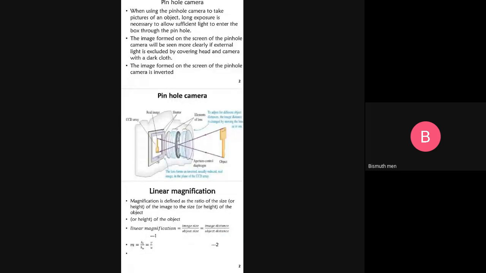So the next one is linear magnification. Read that slide on linear magnification? Yes, who is reading?